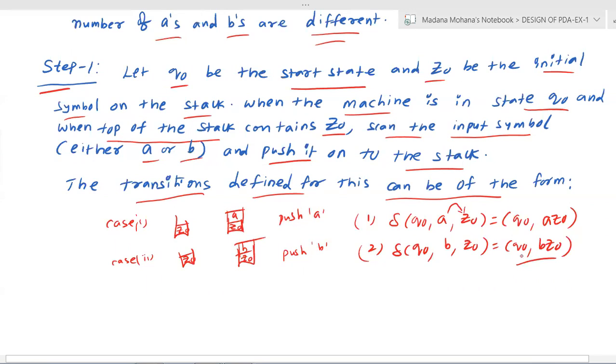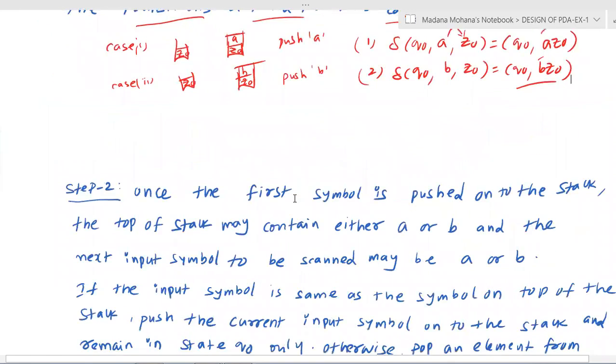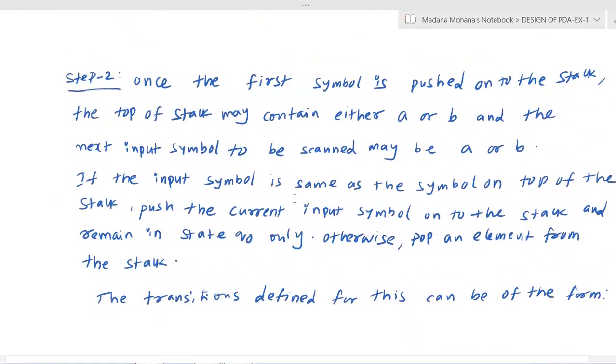Now this is the corresponding transition for case 2. That means the string may start with A or the string may start with B. That's why both cases we have to consider here. That is step 1. Then coming to step 2.